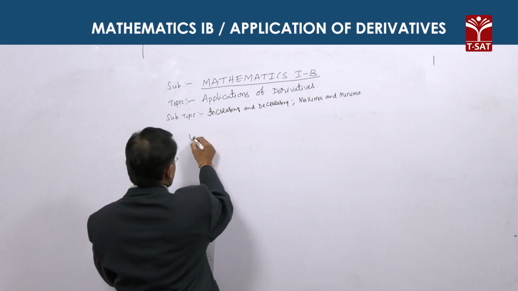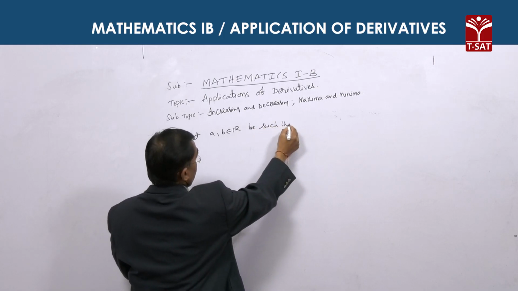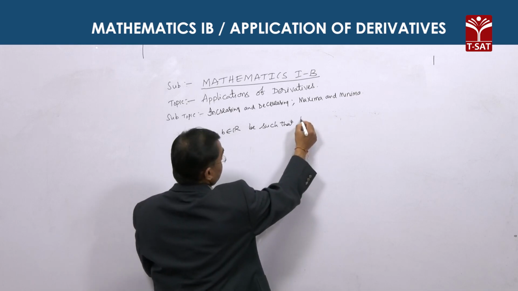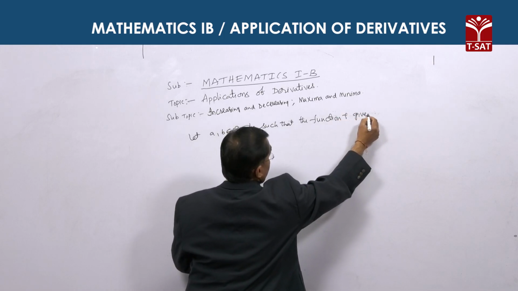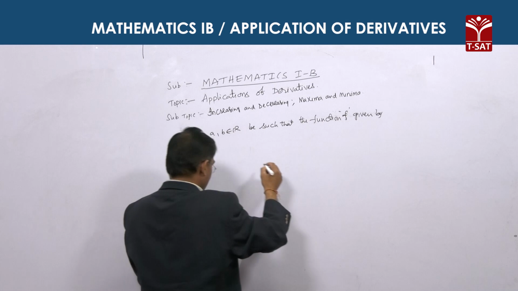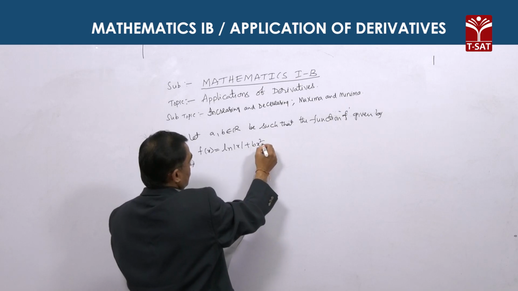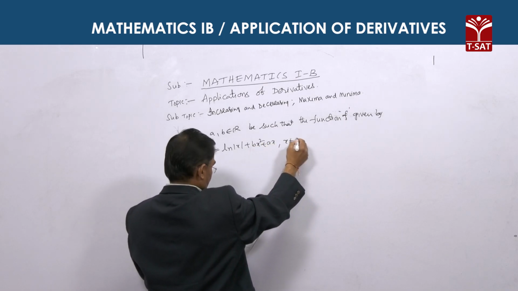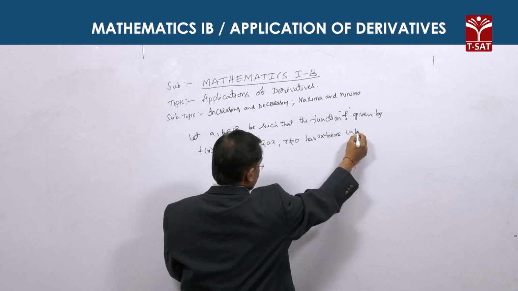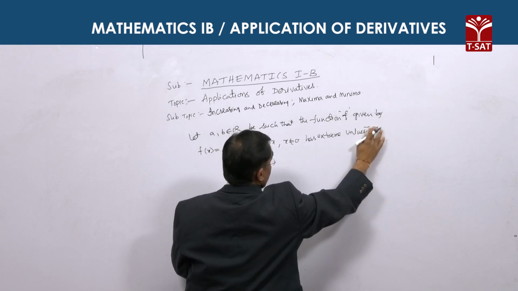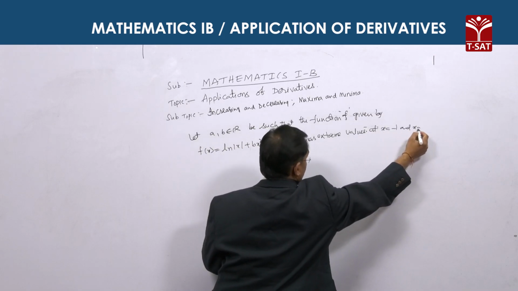Next question. Let a, b belong to R such that the function f given by f of x is equal to log x plus bx square plus ax, x not equal to 0, has extreme values at x equal minus 1 and x equal 2.